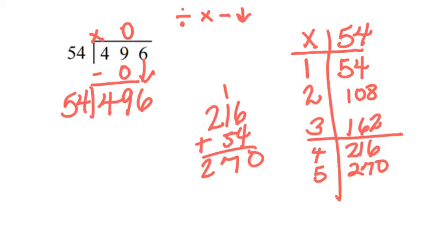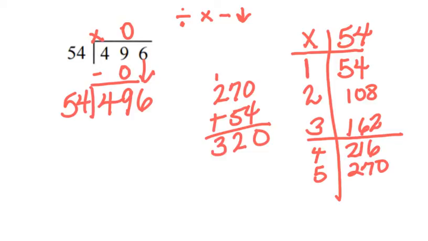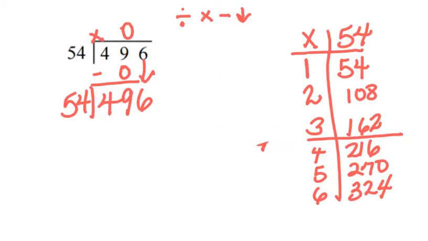My eraser. Erase this. 270 plus 54. 7 and 5 is 12. That's going to give me 320. So 6 groups of 54 is 320. Oh, 324. I made an error right there. 324. So I'm getting close to 490. Erase that. So I'm going to extend this a little further.